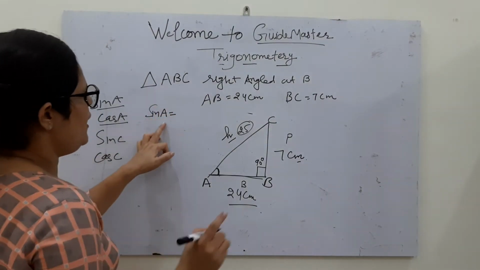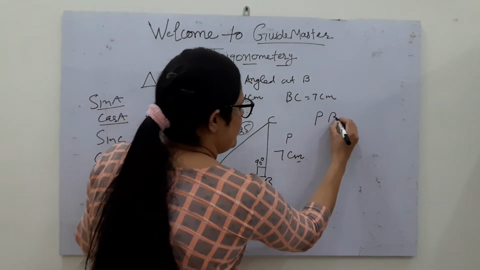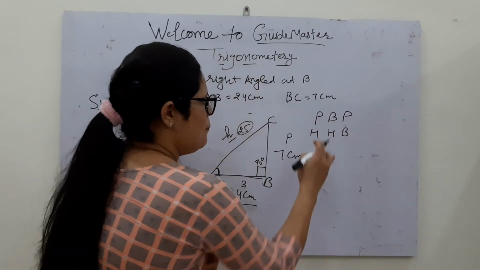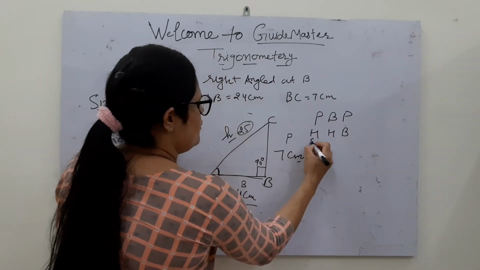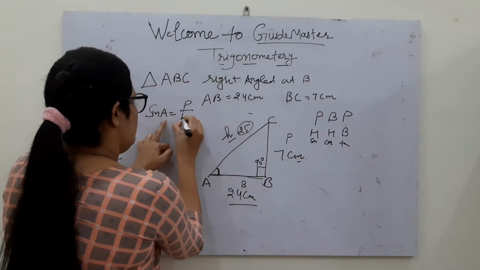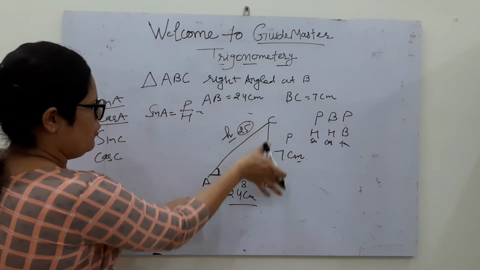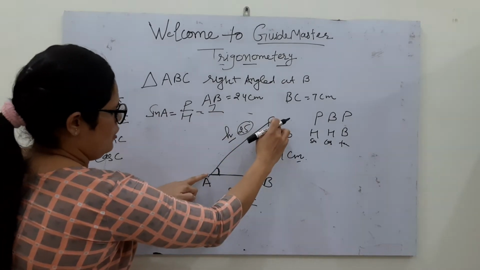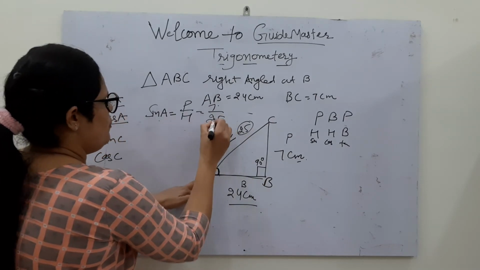Sin A, simply you can remember that. Pandit Badri Prasad Har Bole, meaning this is sin, this is cos and this is tan. Sin is P upon H. P is the perpendicular, that is BC, 7, and hypotenuse H is 25, which we calculated. So sin A comes to 7 by 25.